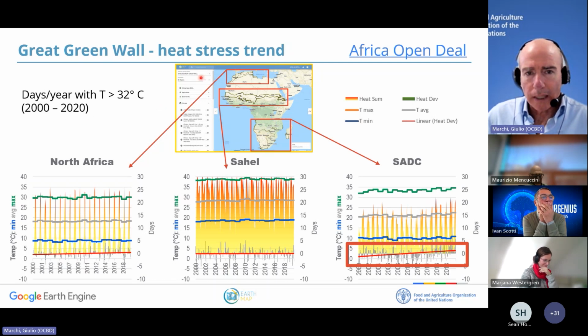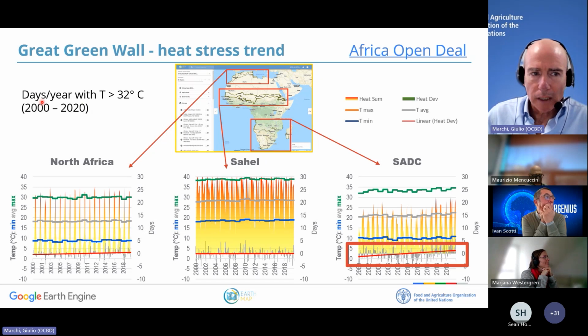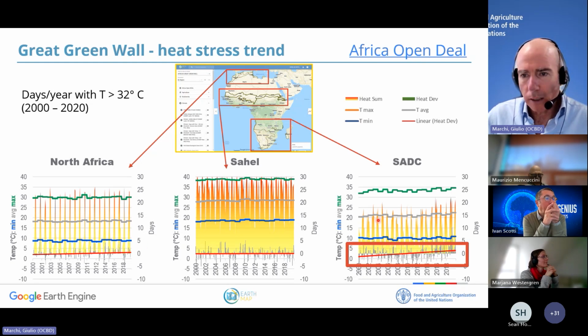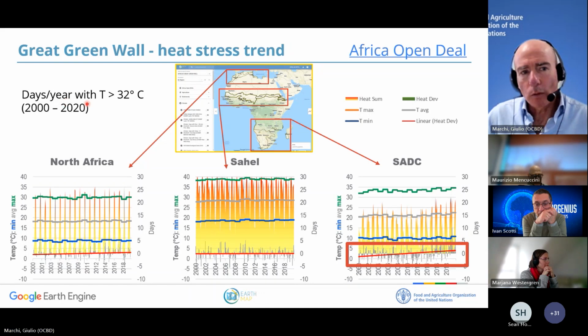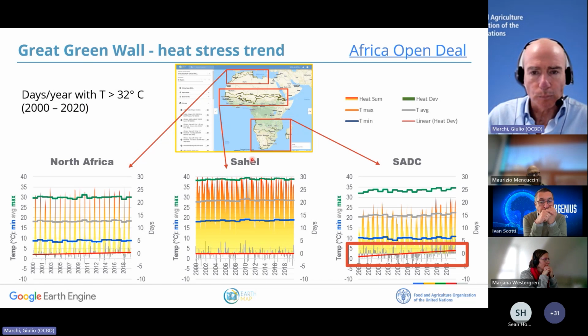So this is not rocket science, but imagine the amount of data that has to be crunched in order to derive the number of days per year for all these areas above this threshold in 20 years. Through EarthMap, it was possible just to import the three polygons and eventually do some data massaging afterwards in Excel. And this led us to understand that in the SADC area, the number of days above the threshold was increasing incredibly along these 20 years.